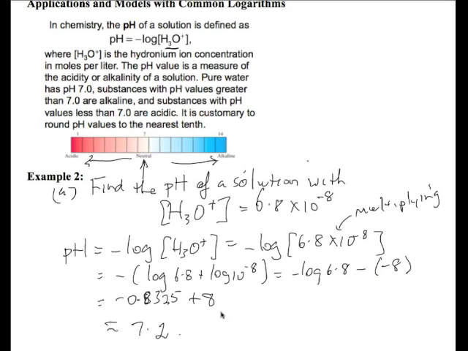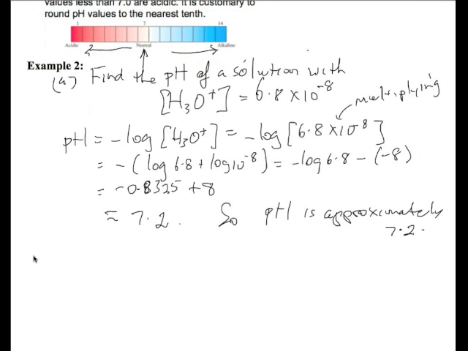Okay, so that's the pH. So the pH is approximately 7.2. Okay, so that's how we do that. All right, next, let's do part B.